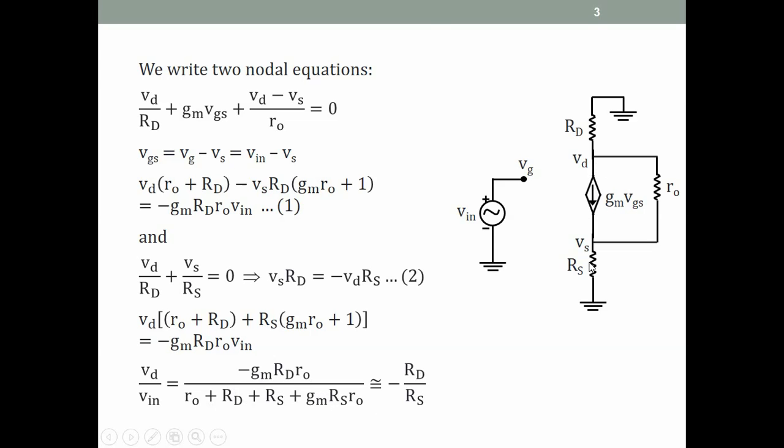Now you may have seen this circuit in the bipolar transistor. This circuit of course is called the common emitter amplifier with emitter degeneration, and you may remember that the gain there was minus RC by RE, the RC being the collector and the RE being the emitter resistor. So this is the equivalent. The voltage gain is minus RD by RS.